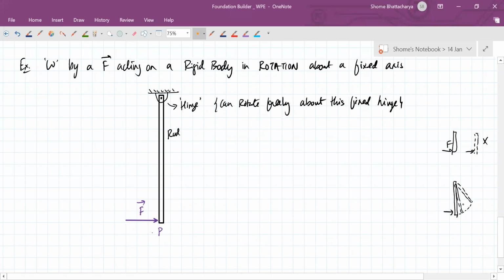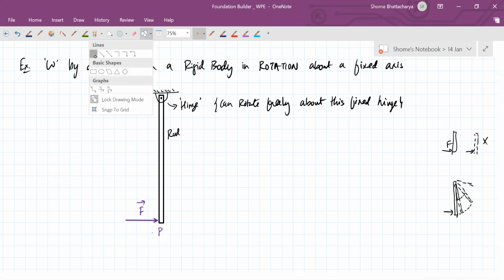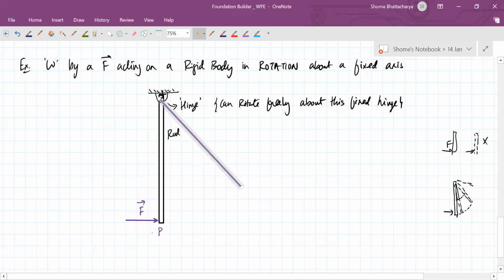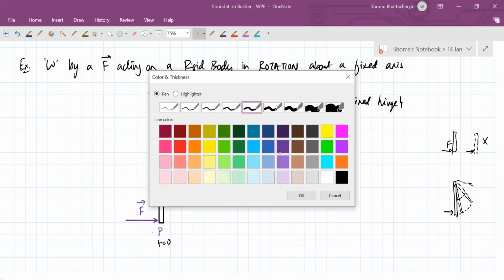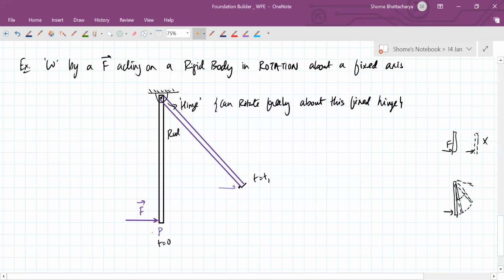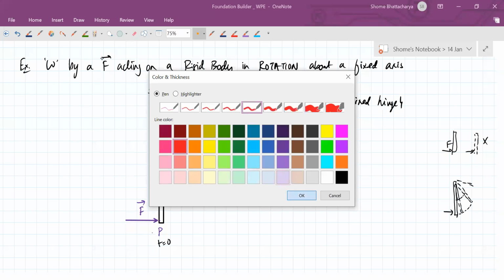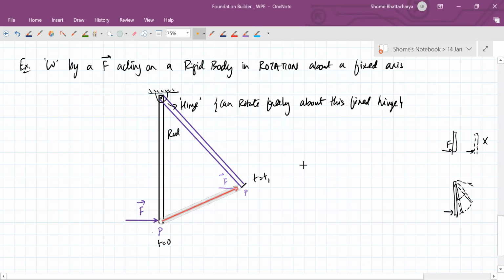So the point of application will be describing a circle. The center of mass will be describing a circular path, but of different radii. So that's the important thing. Now, after some time, let's say the body has reached this position. This is where it is at some time t1. This is where it was at t equal to 0. In that time, how will we calculate the work done by this force? We'll have to calculate it as the dot product of this force vector with the displacement of the point of application of the force. Even though the path is circular, the displacement will be this vector. The path of that point is a circular path going from here to here, but this will be the displacement.